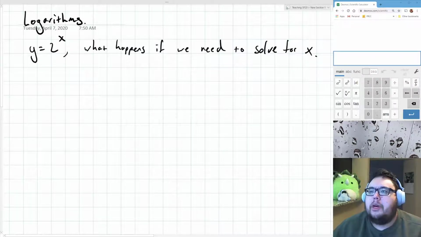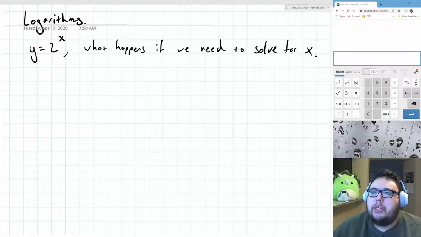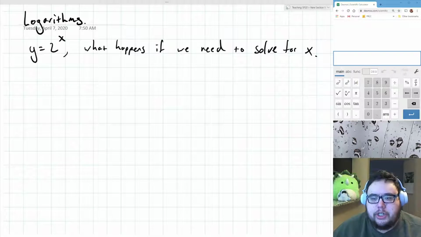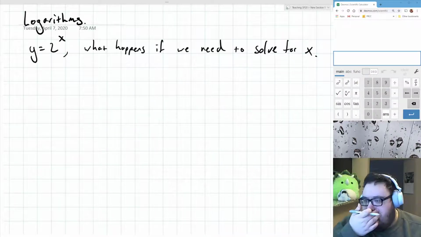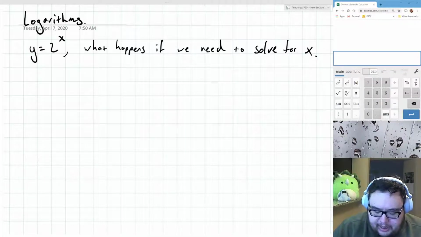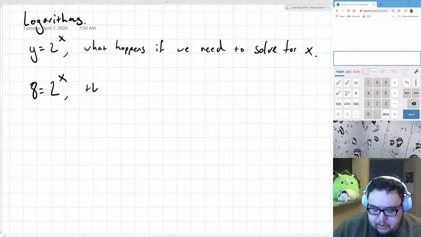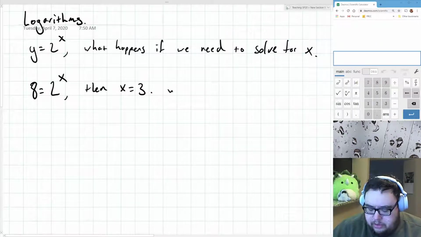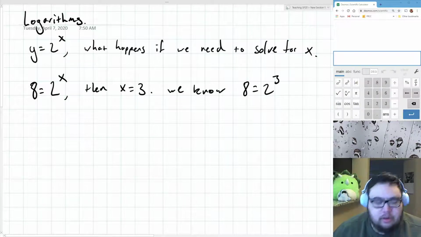That's a problem that we've been able to deal with for things like quadratics. It's something that we looked at for polynomials and rational functions. It's how we found x-intercepts, right? And it turns out that sometimes this problem is relatively straightforward, right? If 8 is equal to 2 to the power of x, then x has to be equal to 3, right? Because we know 8 is equal to 2 cubed. It's 2 times 2 times 2, right?